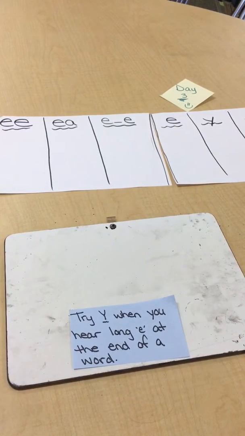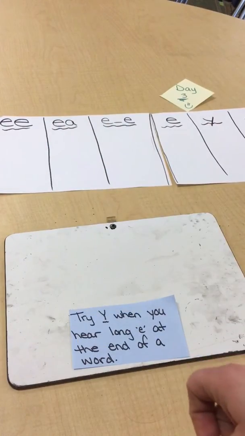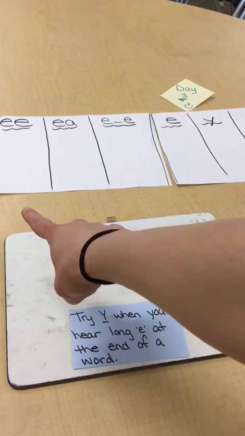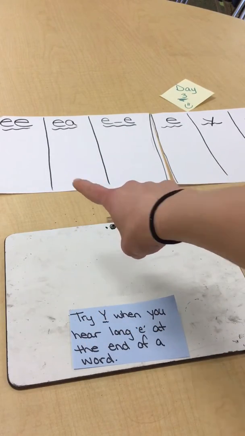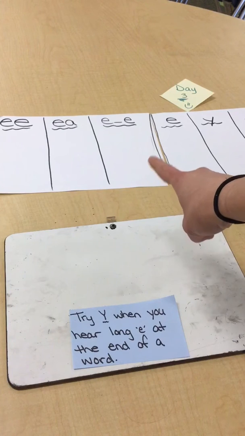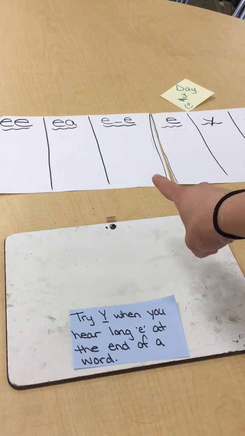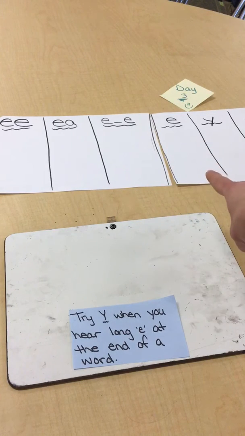We are going to talk about all the ways that you can write a word with a long E. One way you can write a word with a long E is the EE. Another way, the E says its own name, is EA together. Another way is E, a consonant, and then an E at the back, that's silent E. You could have an E all by itself, or you could have a Y making the long E sound.